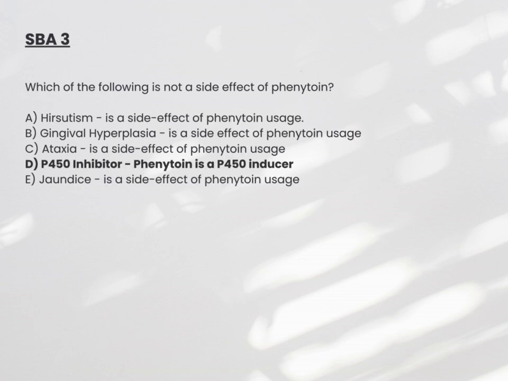So all of these are a side effect of phenytoin use, except P450, because phenytoin is actually a P450 inducer, not an inhibitor. And ataxia, enlarged gums, hirsutism, and yellowing of the eyes or jaundice are all side effects of phenytoin.